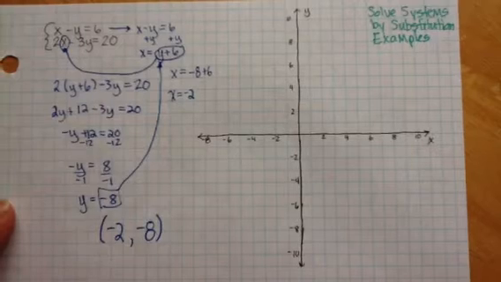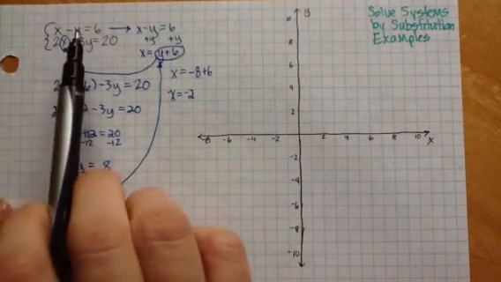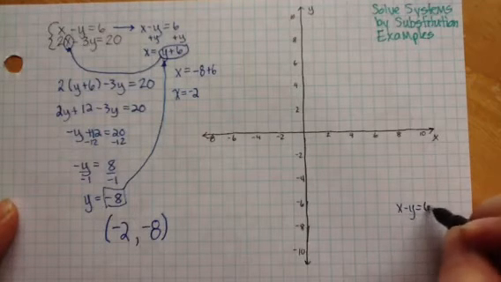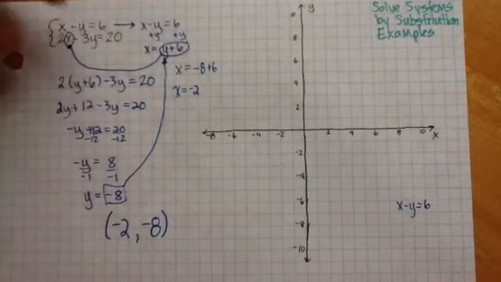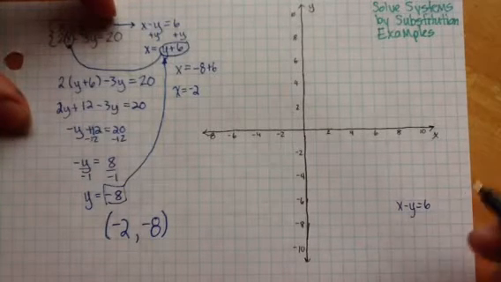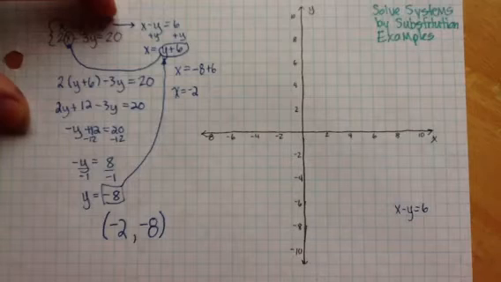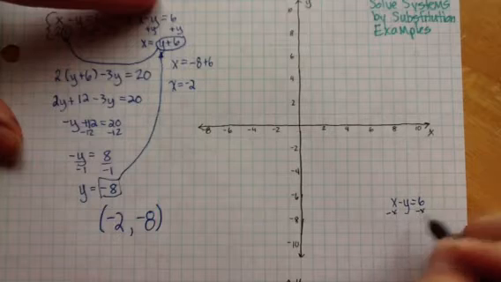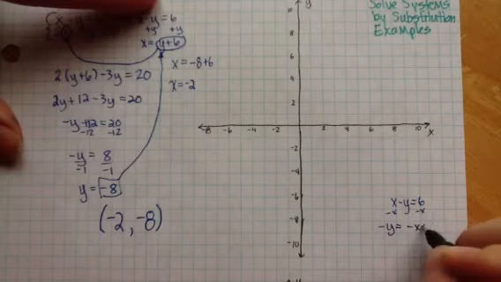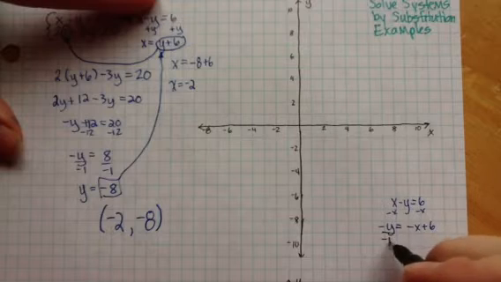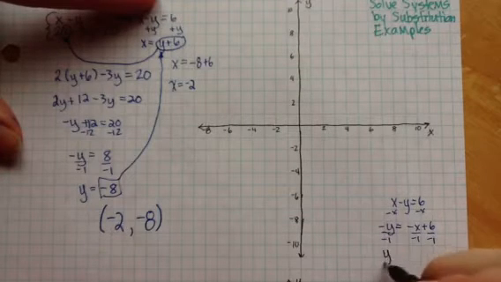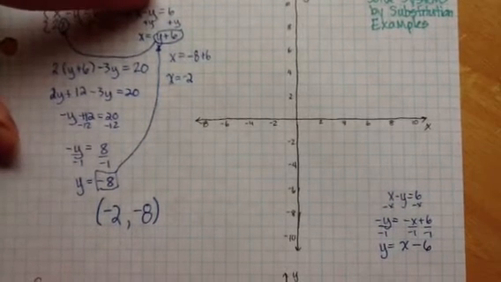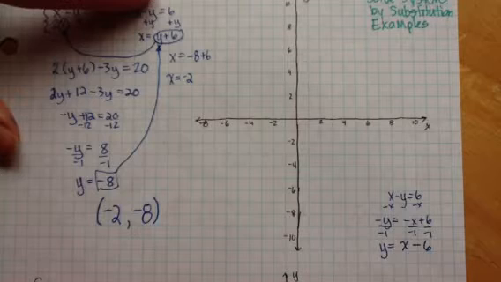Now let's see how this plays out graphically. I have two lines, so I'm going to graph x minus y equals 6 first, and I'm going to graph this by putting it into slope-intercept form. So I will subtract the x, so I get negative y equals negative x plus 6, and then divide by negative 1, so I get y equals x minus 6. So I know I have a slope of 1 and a y-intercept of negative 6.